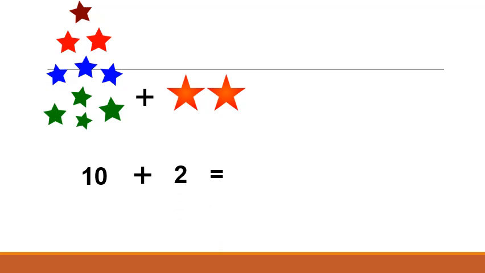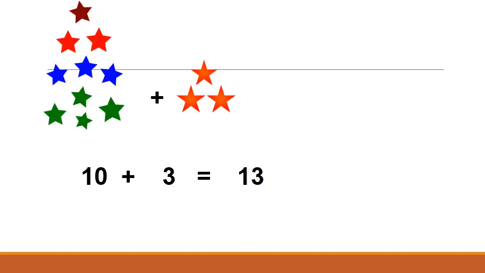This is the group of 10 stars. Now we will add 2 stars. 10 plus 2 equals, let's count after 10: 10, 11, 12. 10 plus 2 equals 12. We will replace 0 with 2.